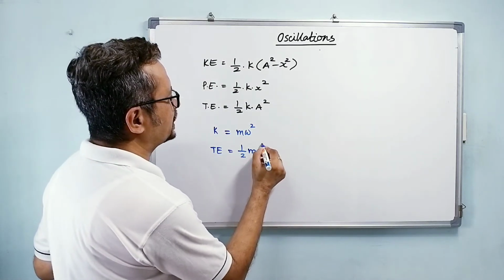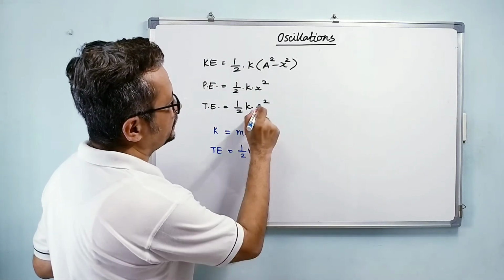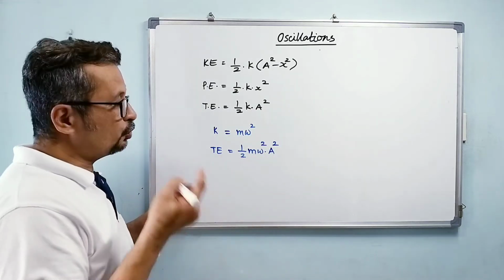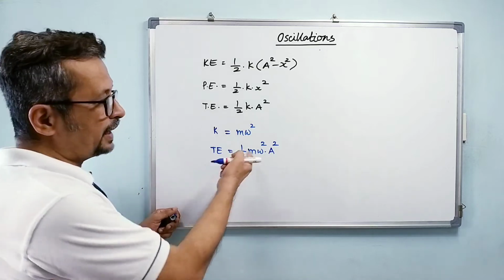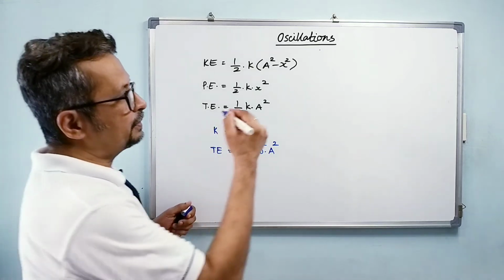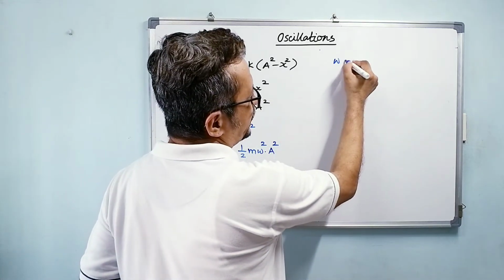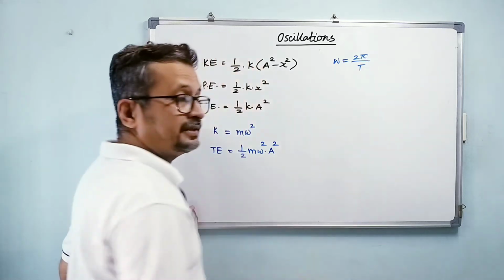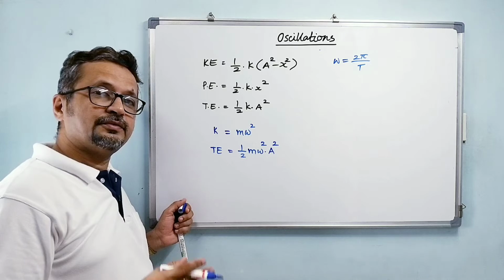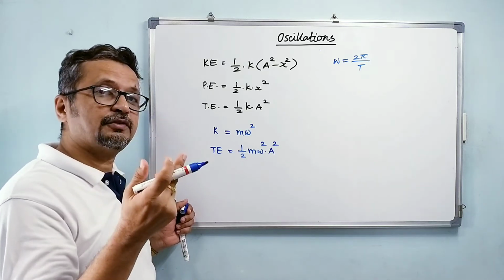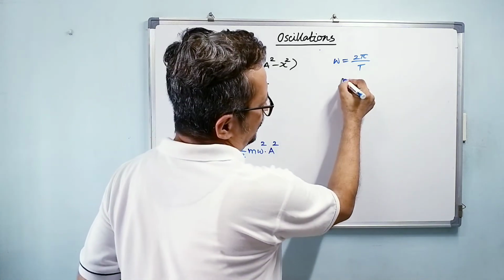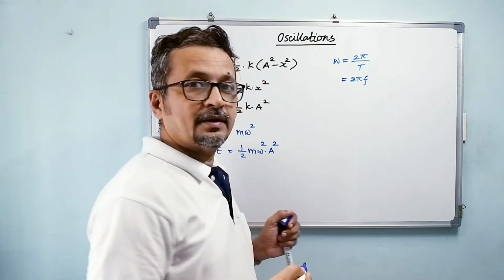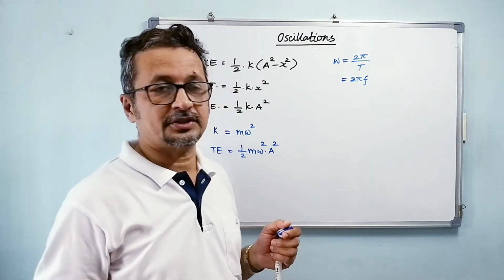So total energy is half m omega square into a square. M is the mass, omega is the angular frequency, and A is the amplitude. But now what is my omega? Omega is 2 pi upon T, and T is the periodic time of SHM. Or can I say 2 pi into F? F is the frequency of oscillation, correct?